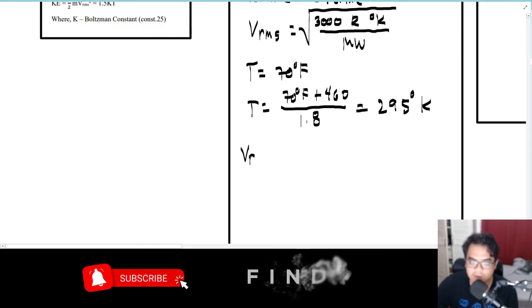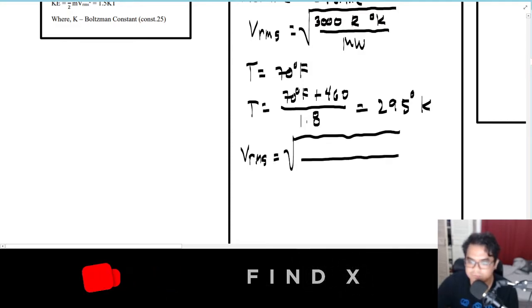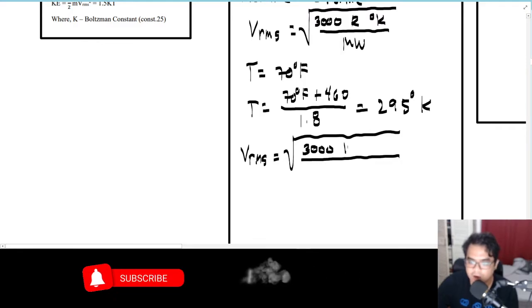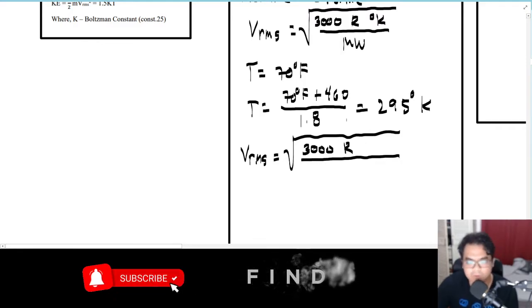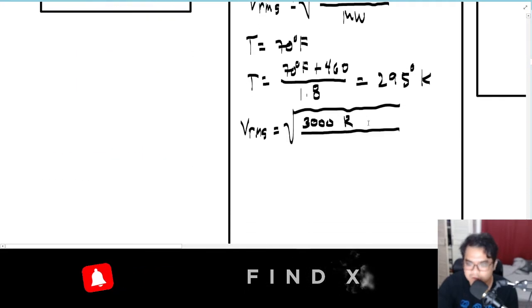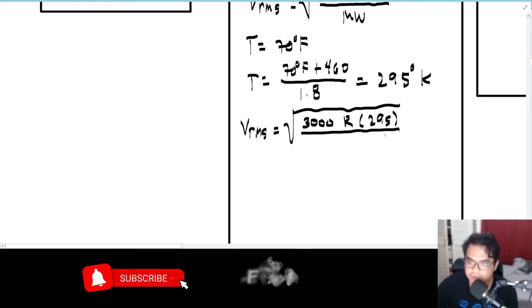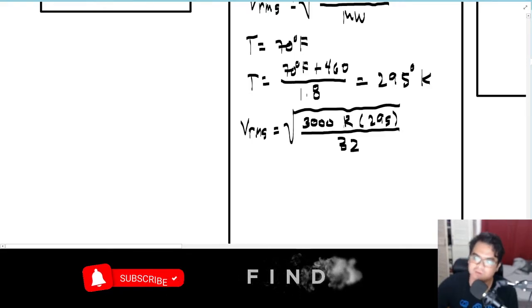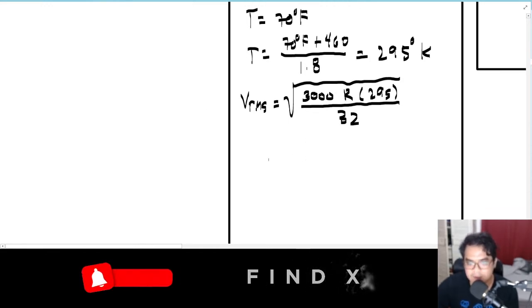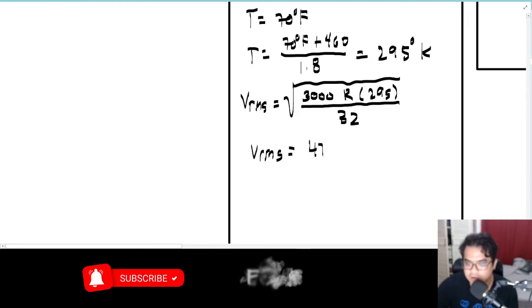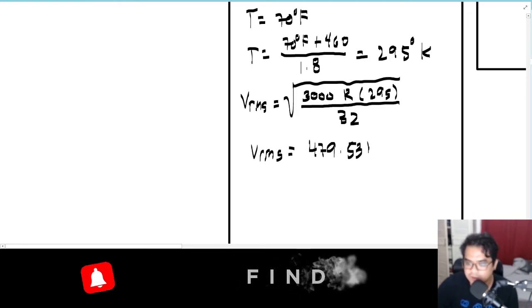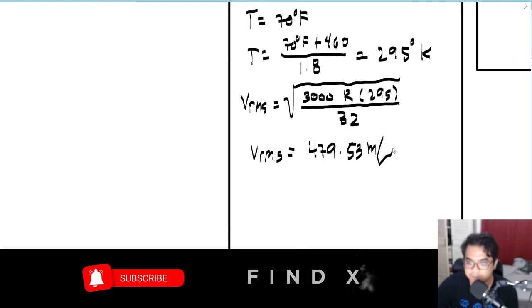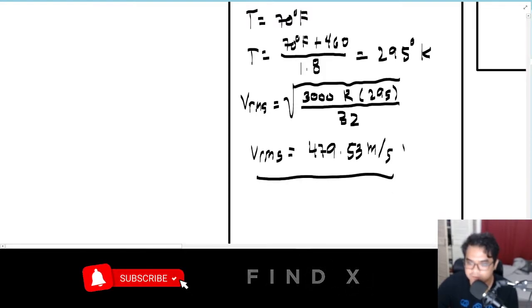And then VRMS now is equal to the square root of 3000 R, or the constant number 27, and then times this by the 295 all over the molecular weight, which is 32, since oxygen is a diatomic element. So using your calcu, the answer for this one is just equal to 479.53 meter per second. That's it.